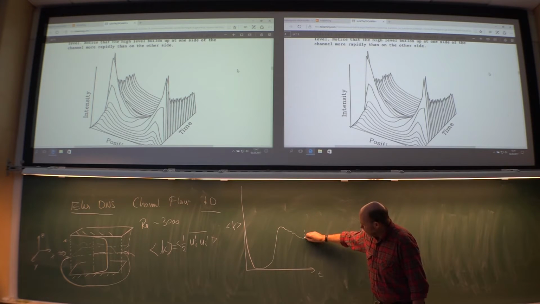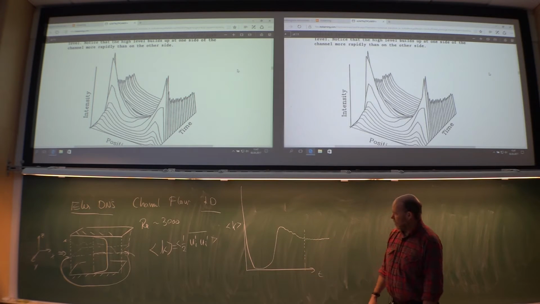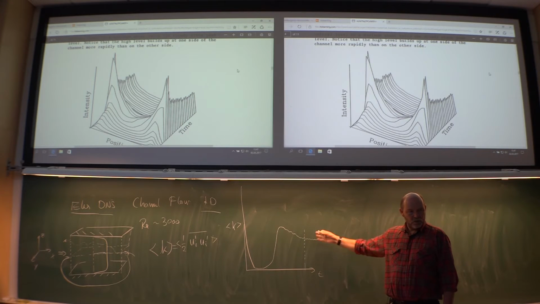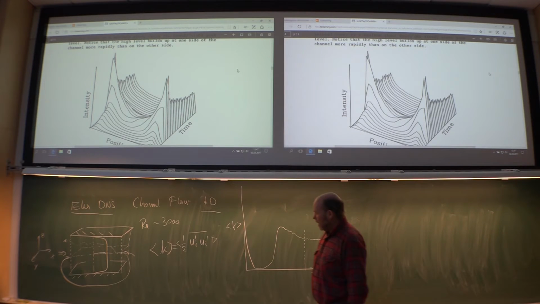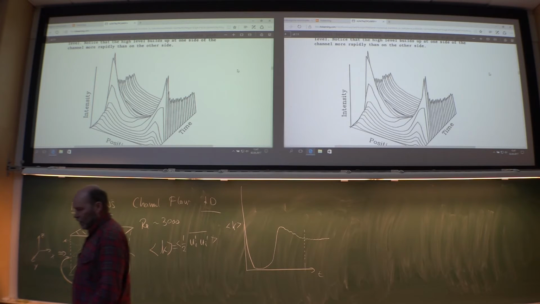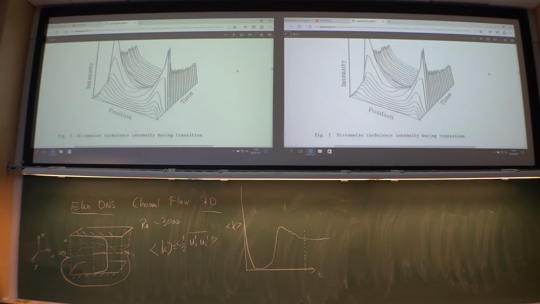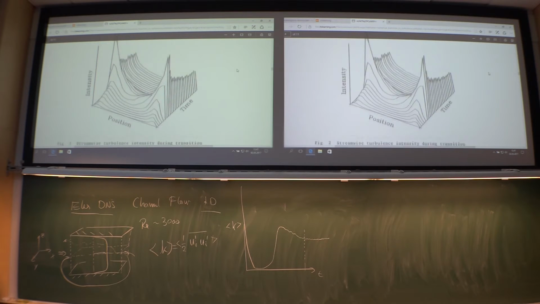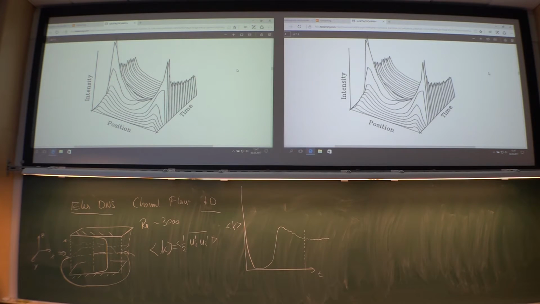So from here I could say now I have fully developed turbulent flow. And it took many hours to get it, CPU hours. And in those days, one CPU hour was 20,000 crowns, so that was expensive.